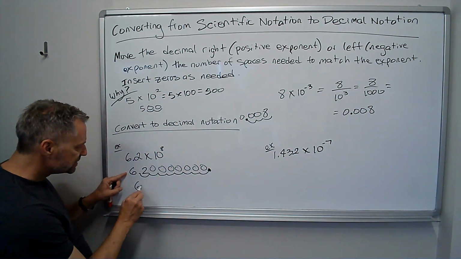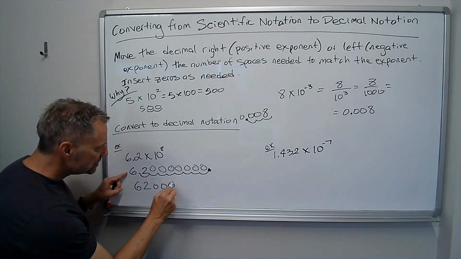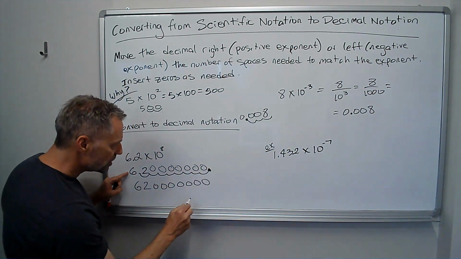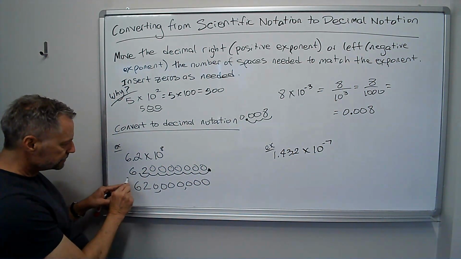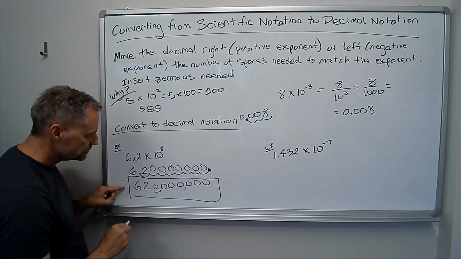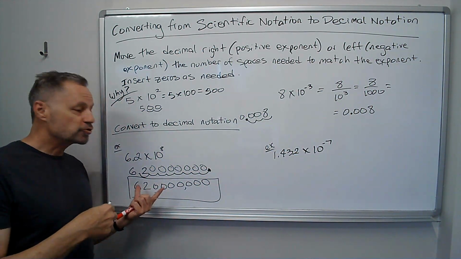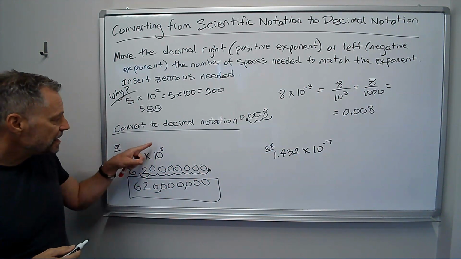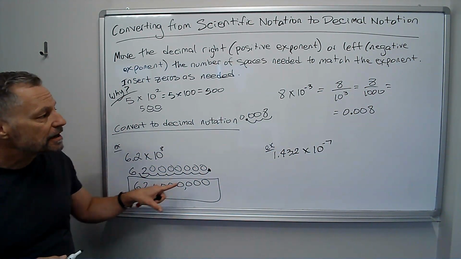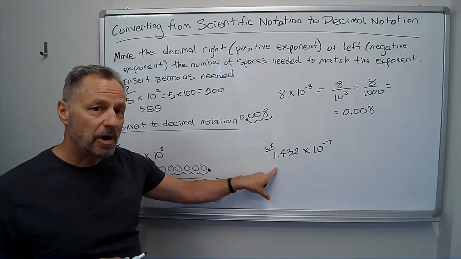So let's see, I get 6, 2, 0, 0, 0, 0, 0, 0, 0. Let's put some commas in to make those easier to read. That's my answer. 620 million in this case. Okay, so that's the idea. Positive exponent, big number. Negative exponent, small number.